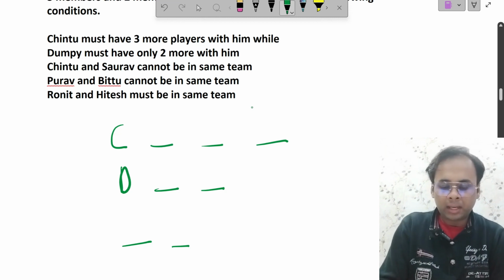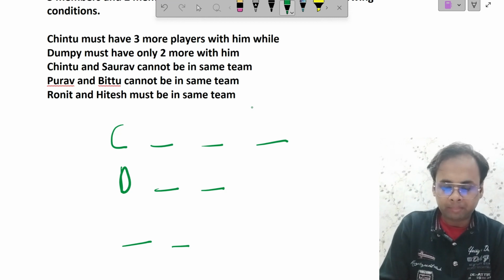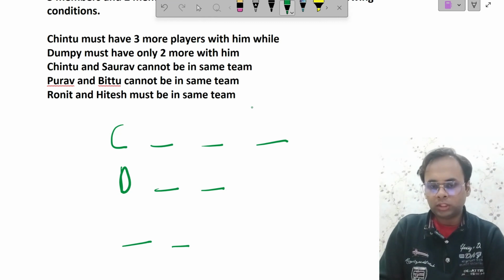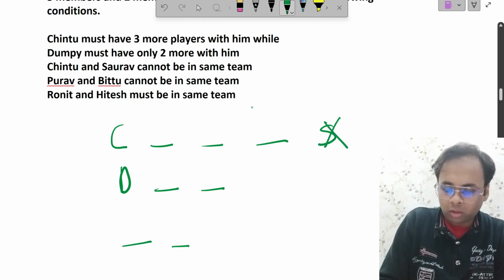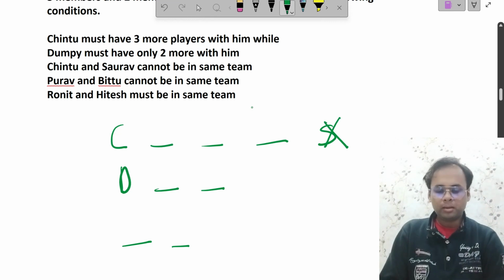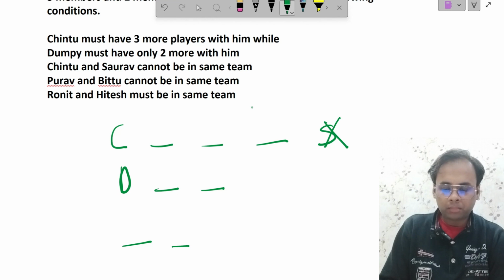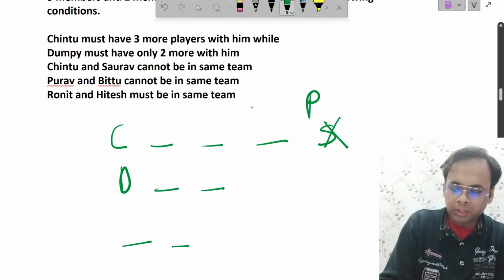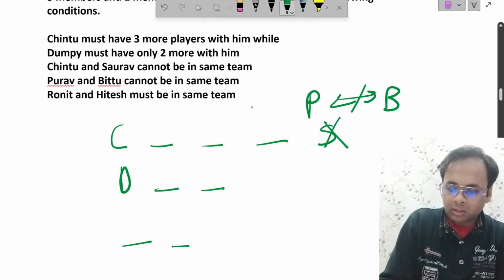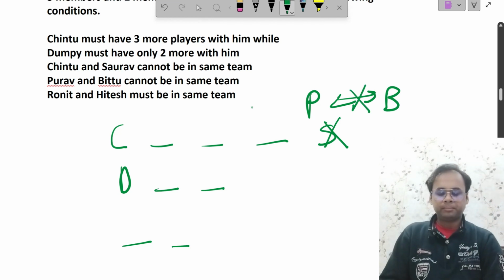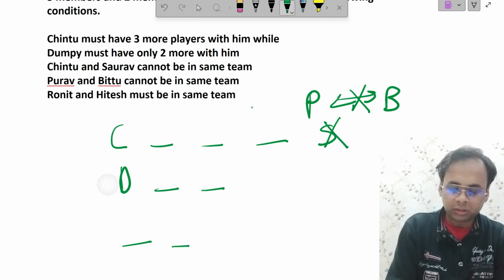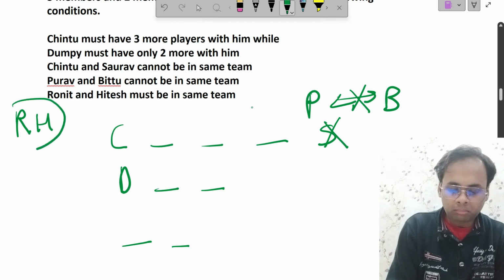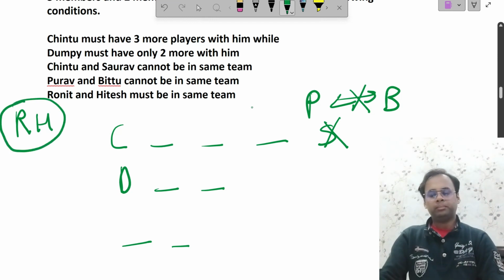Next condition is Chintu and Saurav cannot be in the same team. So it is already mentioned that Chintu must have three more players with him. So Chintu is in the four-member team, and definitely Saurav cannot be in the same team. So Saurav cannot be placed in this team. Then comes Purav and Bittu cannot be in the same team. So P and B cannot be in the same team. Then Ronit and Hitesh must be in the same team. So it means R and H must come together wherever they go.